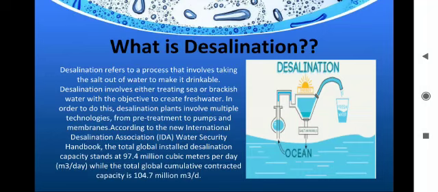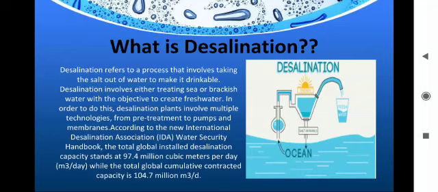Desalination involves treating sea or brackish water with the objective of creating fresh water. It can be done with sea water, oceanic water, or brackish water that have salt or impurities in them. Desalination plants involve technologies from pre-treatment pumps to the membrane, with processes that make salty water into fresh water. We will discuss it afterwards.